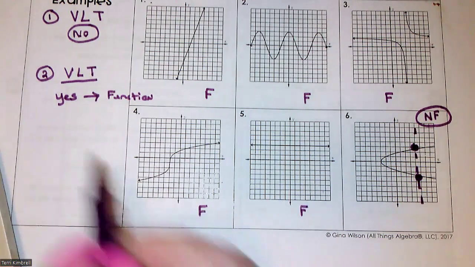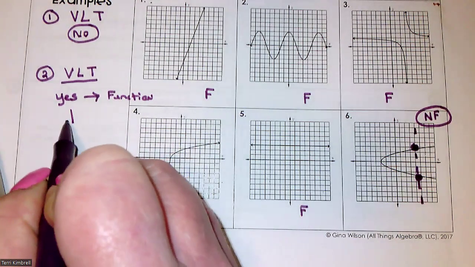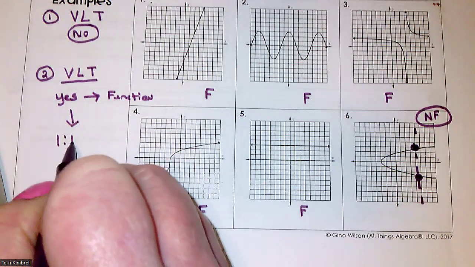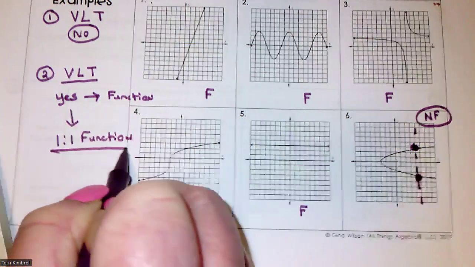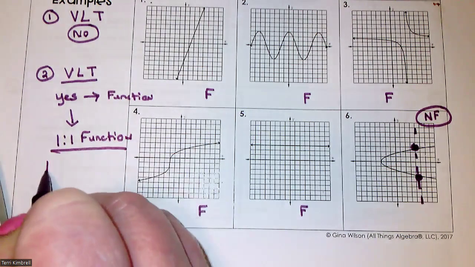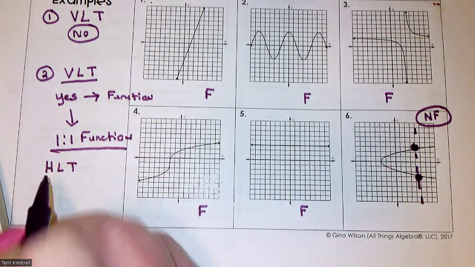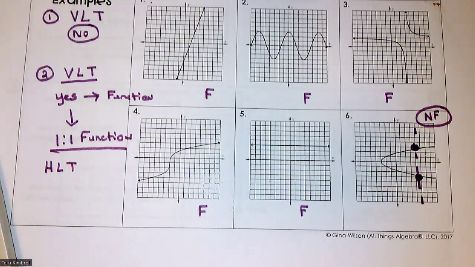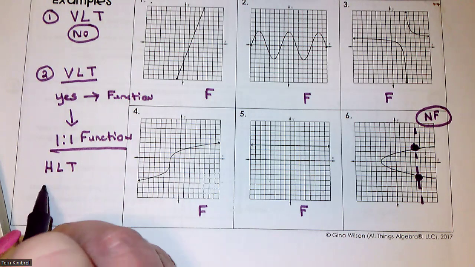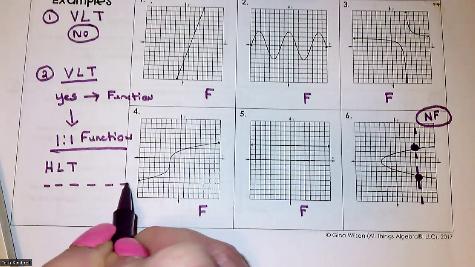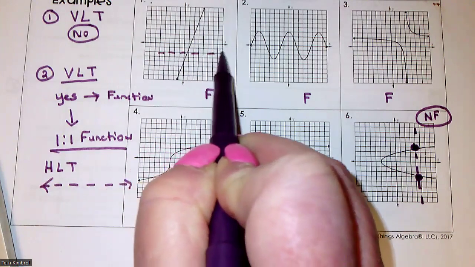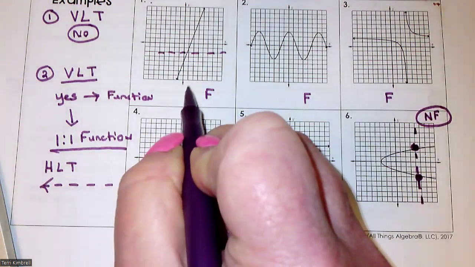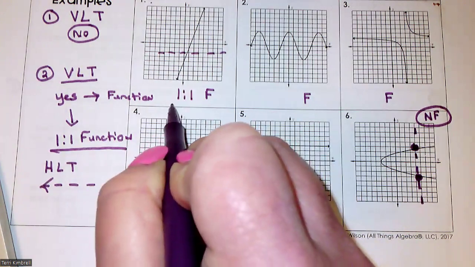Okay, so if you say that it is a function, to check to see if it is a 1 to 1 function, you have to pass a horizontal line test. The horizontal line test is just like the vertical, okay? It only can touch one point when you do the horizontal. So if I did the horizontal on this, it would only touch one point. So this one would be a 1 to 1 function.